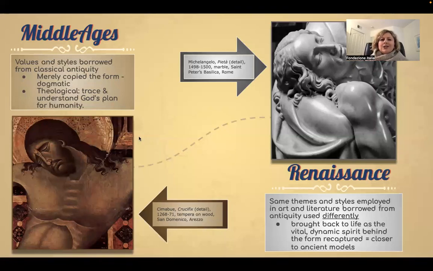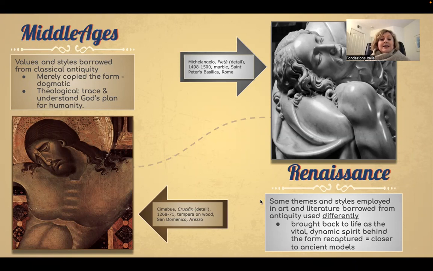But wait a second, it's not that the Middle Ages had canceled and erased what happened before. Of course not. The values and style of the Middle Ages were also borrowed from classical antiquity, but instead of being elaborated, they were simply copied, as a form of dogma, because they were trying to interpret these through their theology, the religious thought, the Christian thought. And again, exactly, understanding God's plans for humanity.